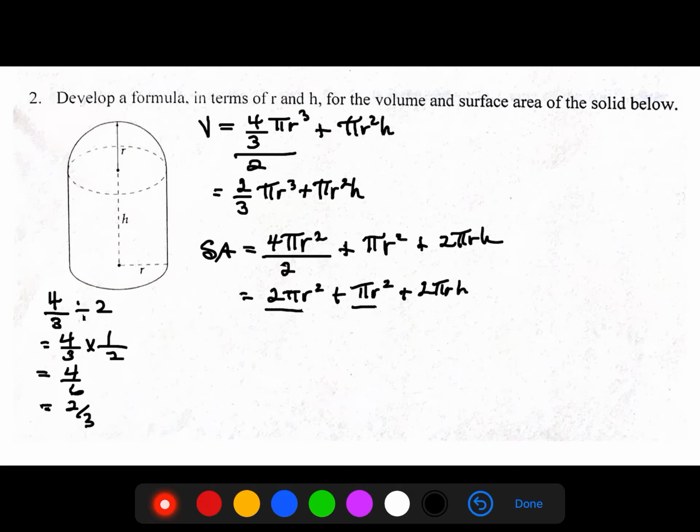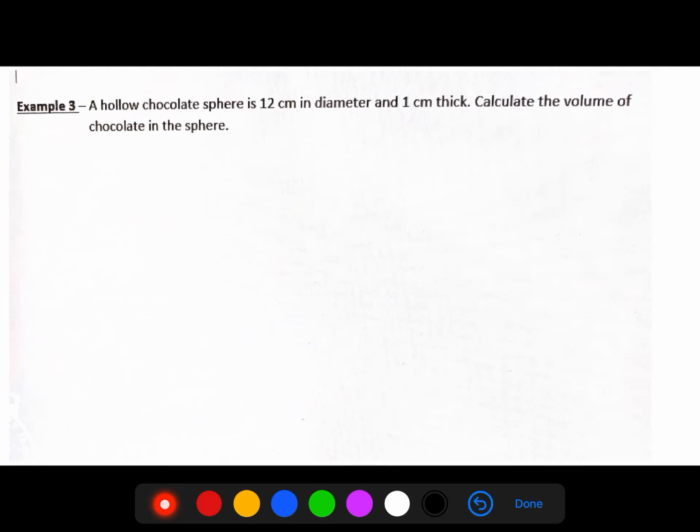So simplifying, 4 divided by 2 is going to leave us with 2 pi r squared plus pi r squared plus 2 pi r h. And now we notice that we can simplify. Pi r squareds are the same, so we can add them together. We're going to have 3 pi r squareds plus 2 pi r h. And that's going to be our formula that we could now sub in our values once we know those measurements.